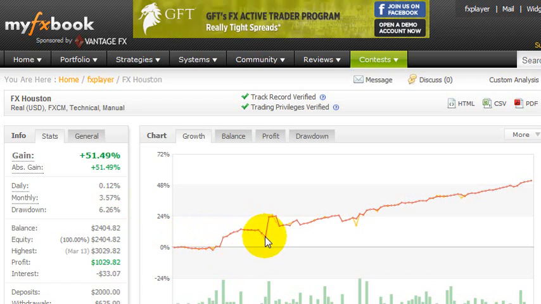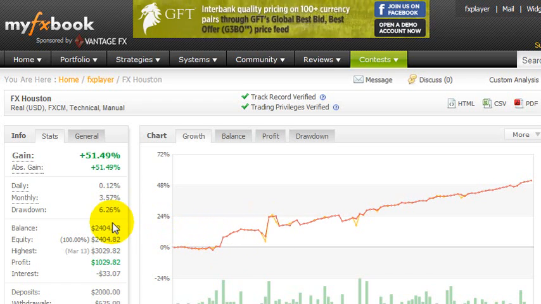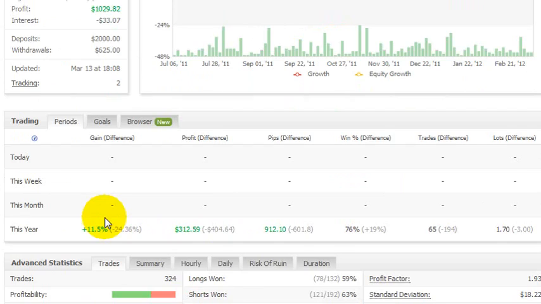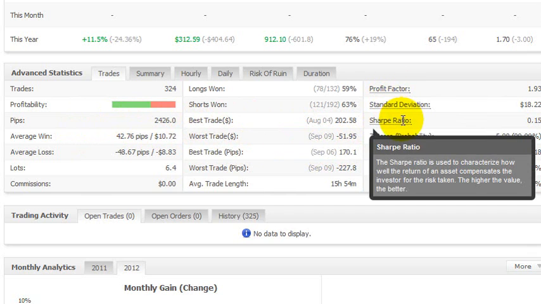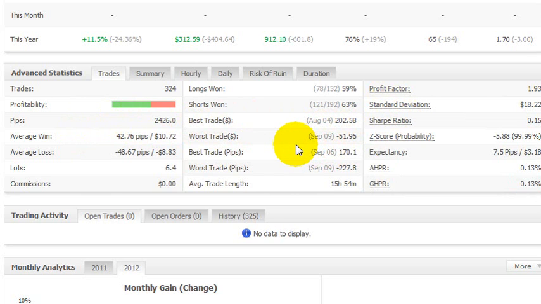So you want to take peak to valley drawdown into consideration when looking at a system. Now if we scroll down, this is what I like about myfxbook.com. They do a very good job of breaking down a lot of the results. So we see here on FX Houston that the total pips were 2,426 pips that was made over the 9-month test. And you can also look at results like profit factor, Sharpe ratio, so on and so forth.